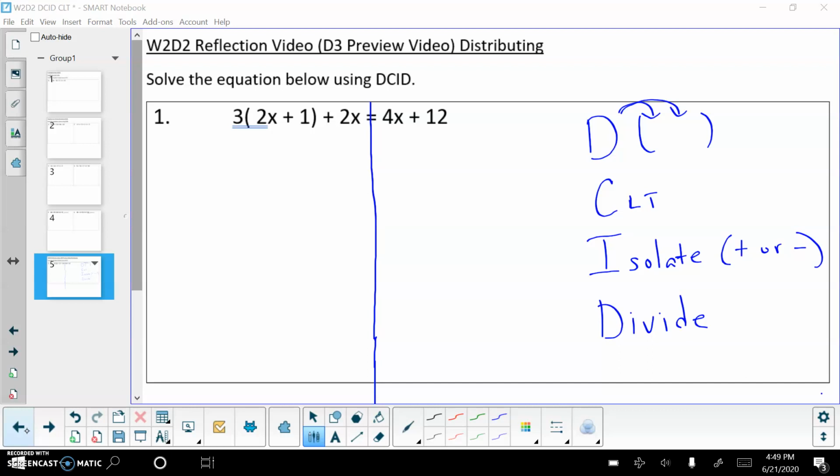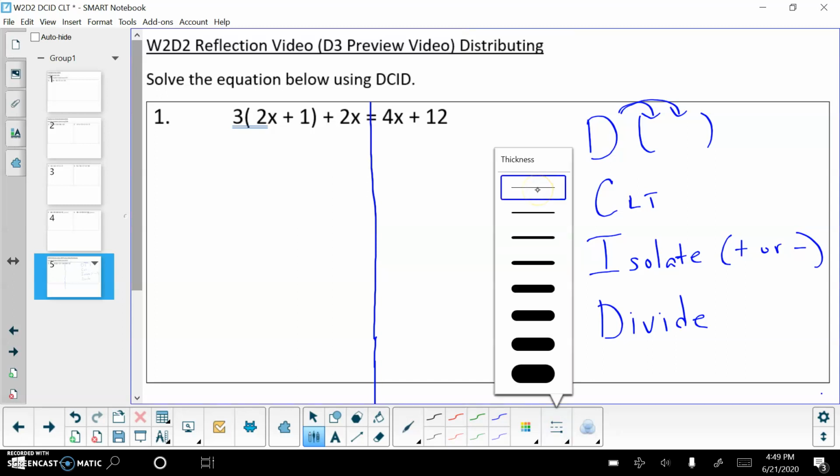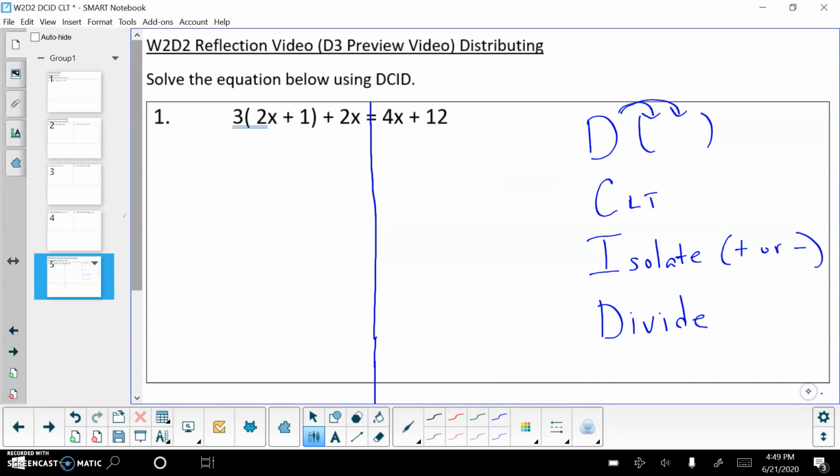And actually, this equation goes through all the steps of our DSID model. And we're going to be focusing on the first two, the distribution and the combined like terms, so you can see how that starts off and how that goes. And then the isolate and divide steps that we've already learned would just be the same as the ones that we've learned previously. And actually, I'm going to relate this to how we've done it before in the sketch method so that we can see how it's similar and how those come together, and there actually ends up being the same answer either way.